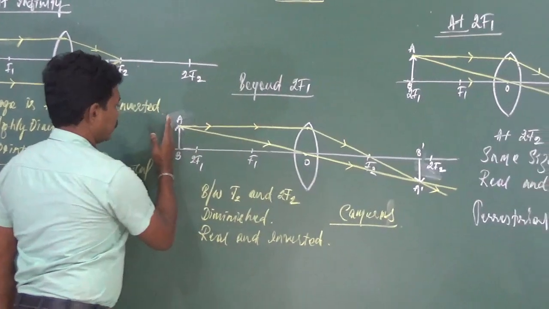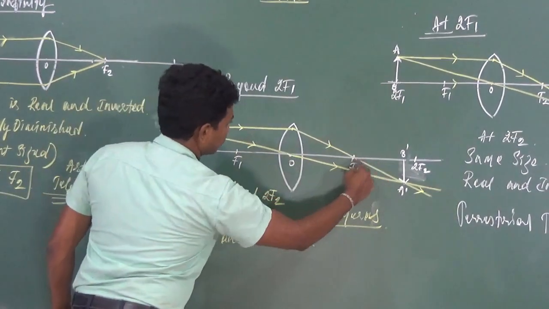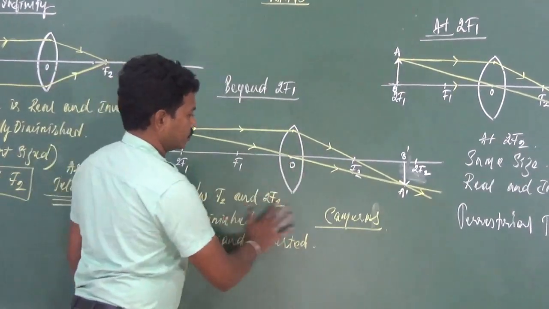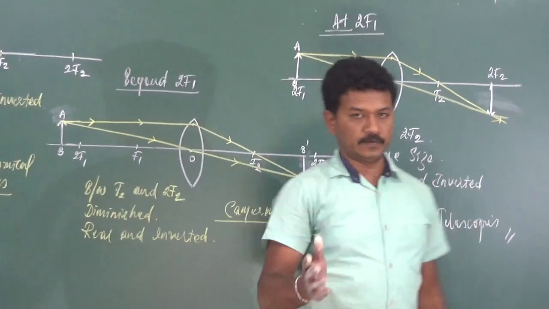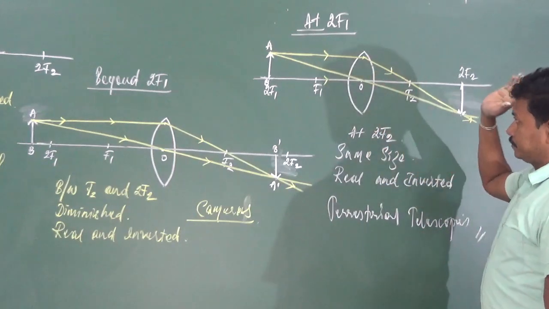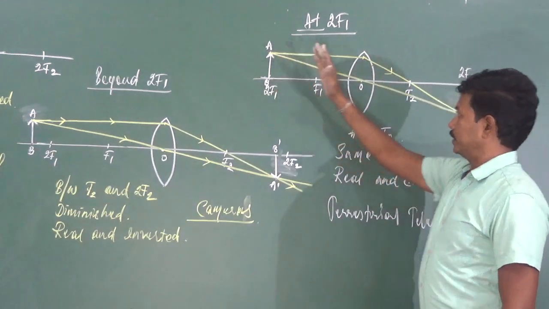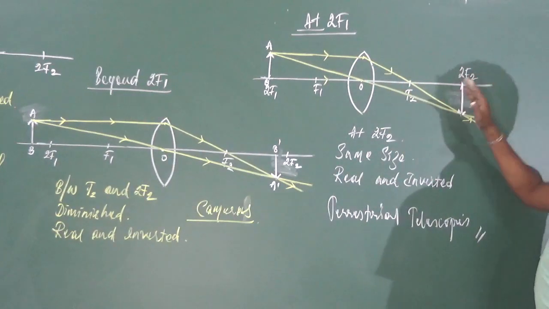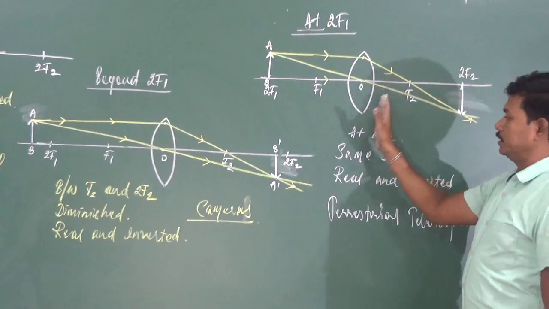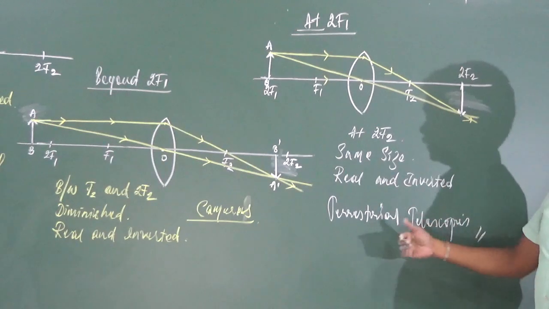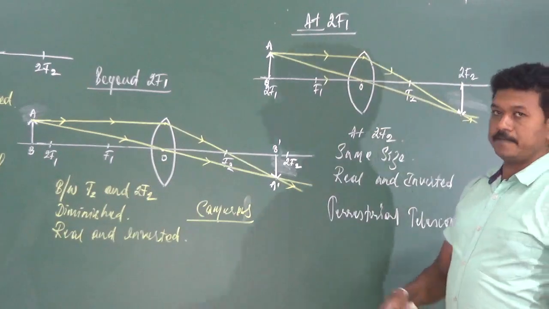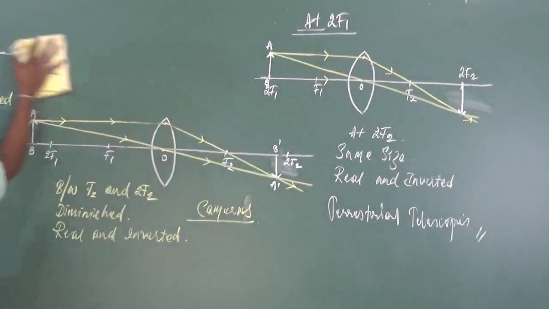If you keep the object beyond 2F1, the image is formed between F2 and 2F2. It is diminished, real and inverted. This setting of lenses is used in cameras. Next is 2F1. If you keep the object exactly at 2F1, the image is exactly formed at 2F2, which is of the same size, real and inverted. This system of using the lenses is used in instruments like terrestrial telescopes. Okay, we'll go with the next three ray diagrams connected to convex lenses.